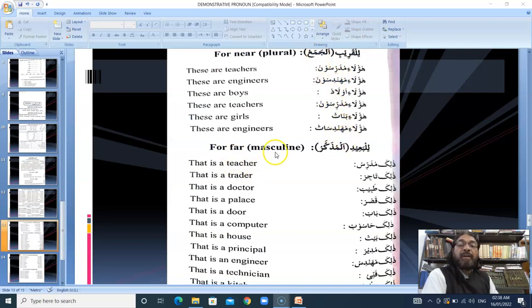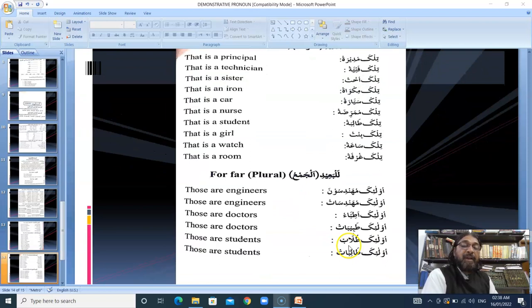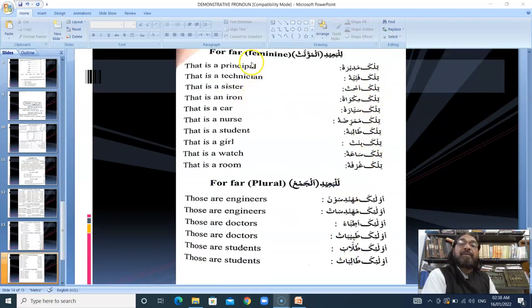Then after, for near masculine, zalika, zalika, zalika. All these are for singular, that, that, and for masculine gender, everywhere masculine. Then after tilka, tilka, tilka. All these are for feminine gender. Tilka is being used for feminine. That is why after tilka, everywhere you can see the ta, ta, ta.